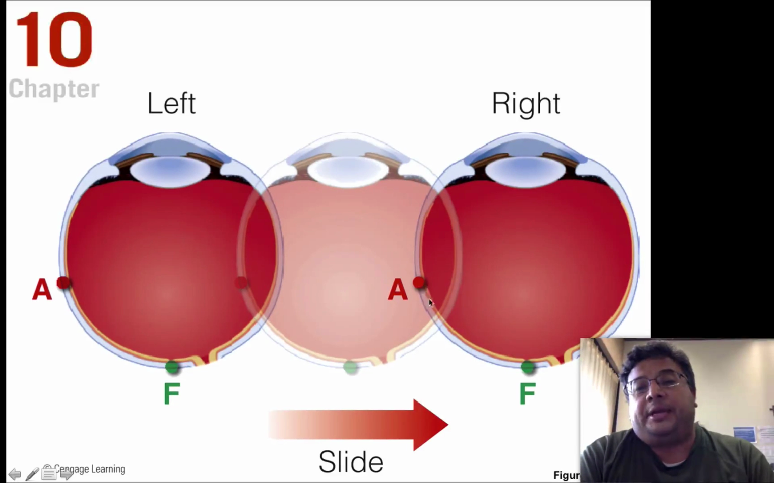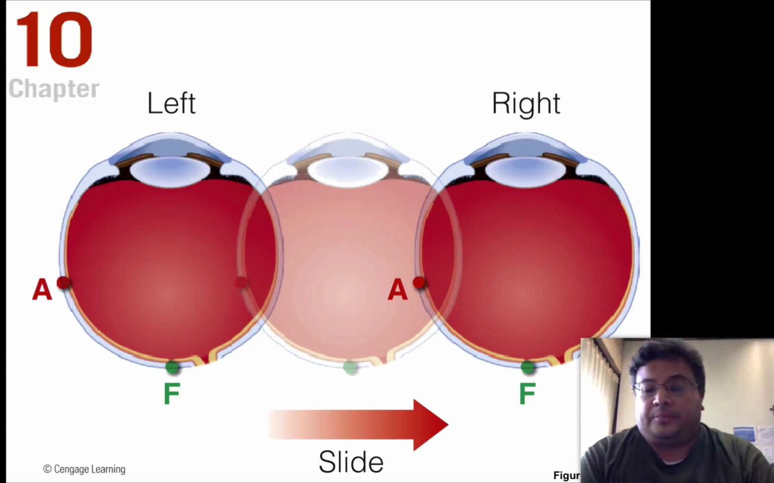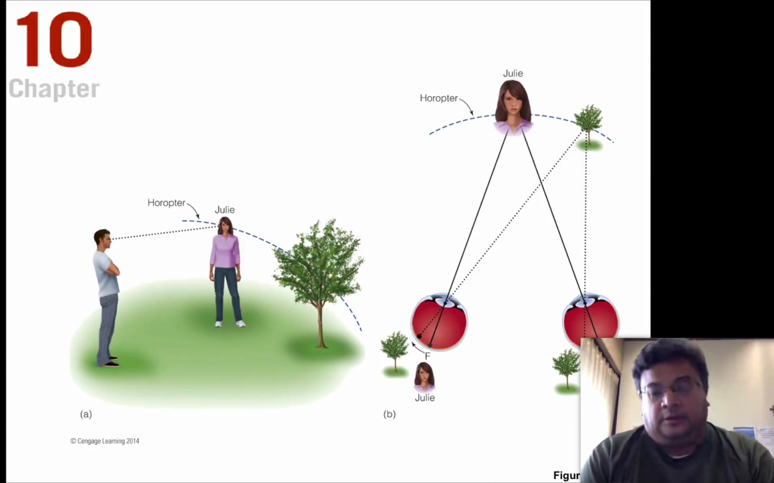Notice that point A is the same distance from the fovea in the right eye as it is in the left eye. The fact that the corresponding points are equal here and here, and that they're the same distance from the fovea, tells us that point A is in our horopter. It's right there in a particular horopter that we're looking at.